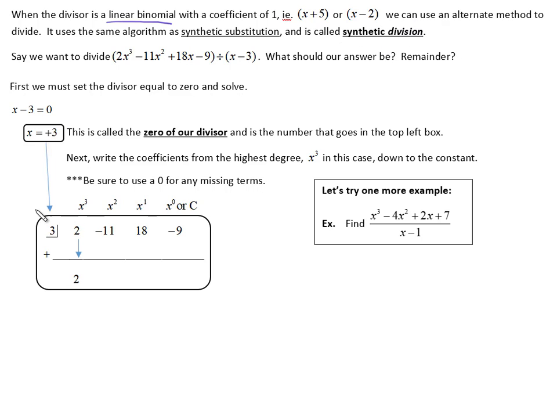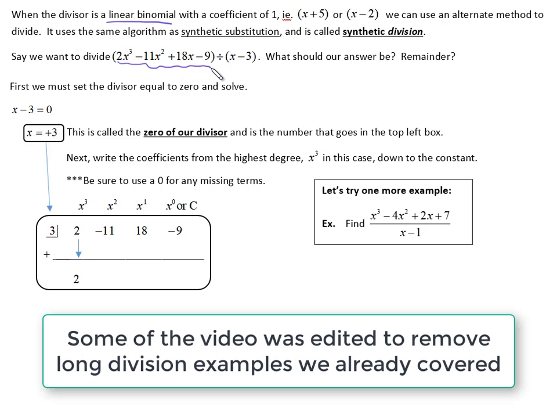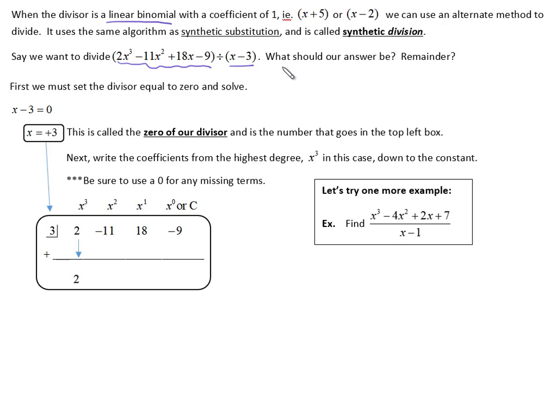And it uses this algorithm that looks just like synthetic substitution. The only difference is, by the way, if you look at the previous problem, let's say we wanted to divide this polynomial, which is what we did in the last example, by the answer we got, x minus 3. What should my answer be? Well, I think we should get 2x squared minus 5x plus 3. And what would our remainder be? It should be 0, right? Okay, so I'm going to show you this process with synthetic division.